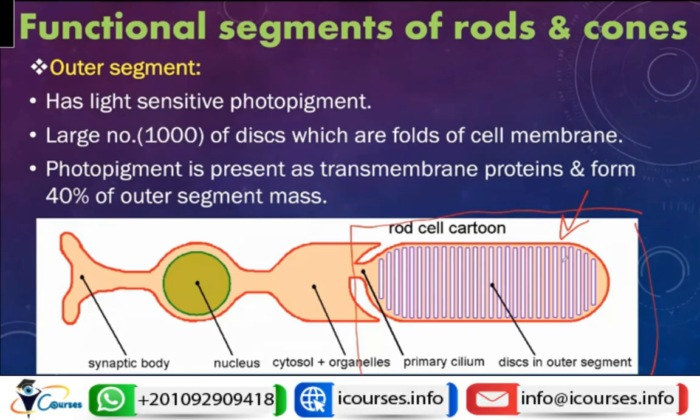These light pigments are present in discs. There are around 1000 discs, and they are considered like folds of the cell membrane. The photopigment is present as a transmembrane protein, so in every disc, the photopigment is present like a transmembrane protein, forming about 40% of the segment mass.